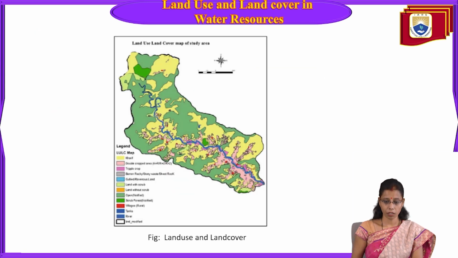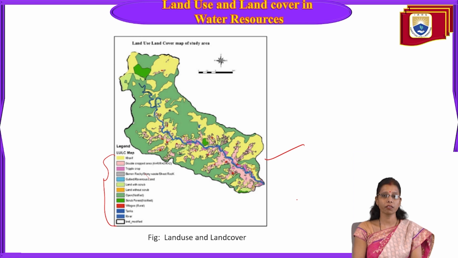Okay. Now, when you talk about land use, land cover in water resources, this is one land use, land cover in a water resource. Here you can see the classifications given. When you classify land use, land cover, you can classify such areas with different classifications. Either the classifications will be divided into land use, or they will be divided into land cover. So these two types of divisions take place in such areas.